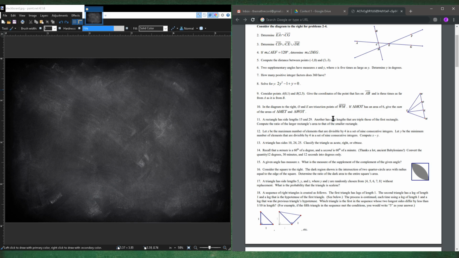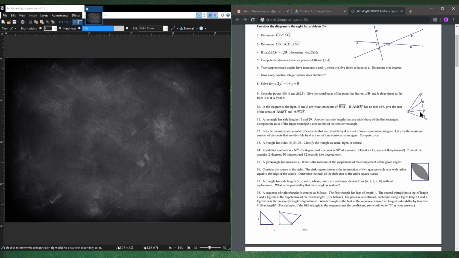Question 10. In the diagram to the right, O and E are trisection points of WM. So this is like X, X, and X. X is a distance, so X is like WO, OE, and EM. The triangle MOT has an area of 6. Give the sum of the areas of MET and WOT. So it just wants these two areas.